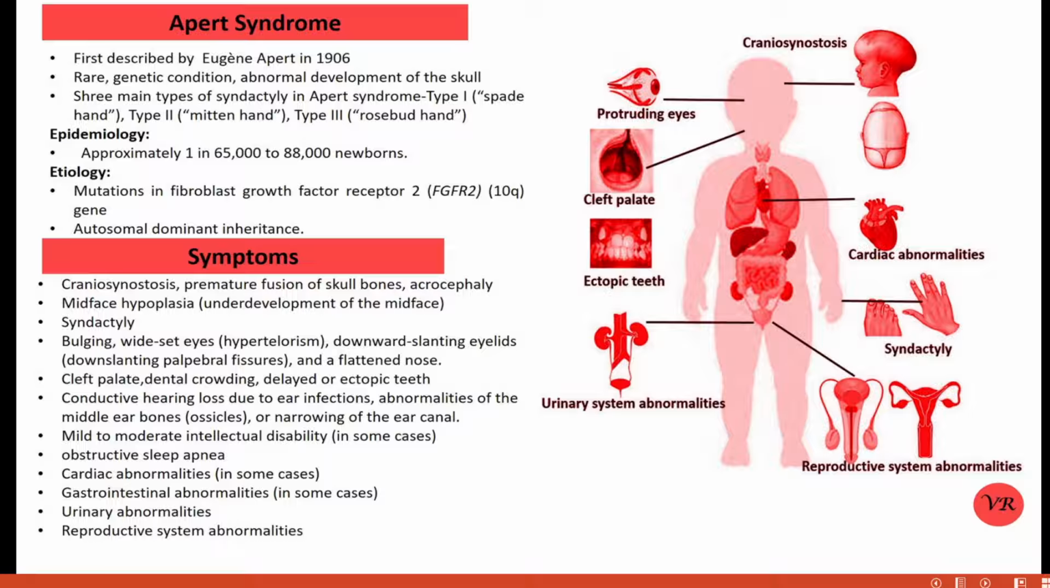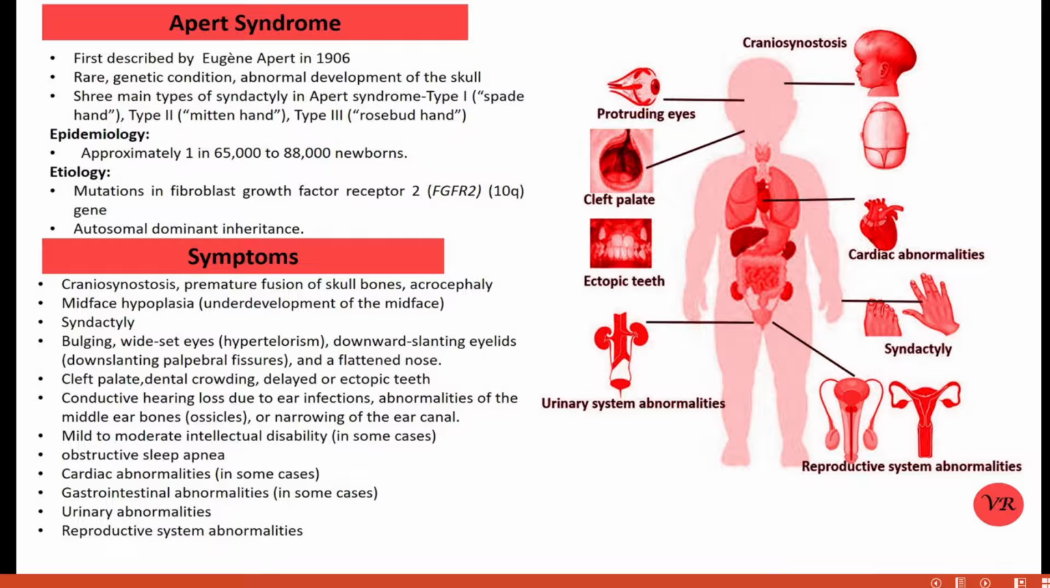Common patterns include a tall, narrow head with a prominent forehead. Facial abnormalities include flattened mid-face, protruding eyes, broad and short nose. Some may have moderate to severe intellectual disability, delays in reaching developmental milestones such as walking and talking. The skin of palms and soles is thickened, that is palmoplantar keratoderma. Conductive hearing loss is due to middle ear infections and other abnormalities.